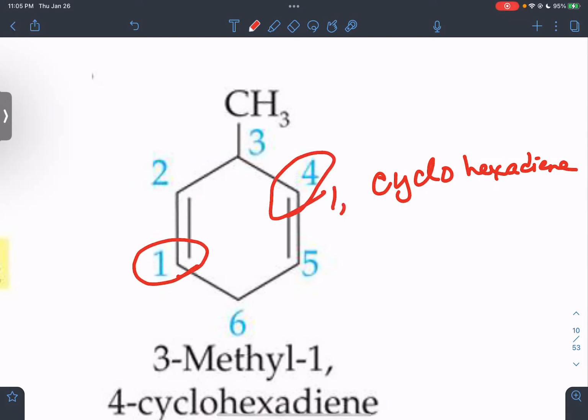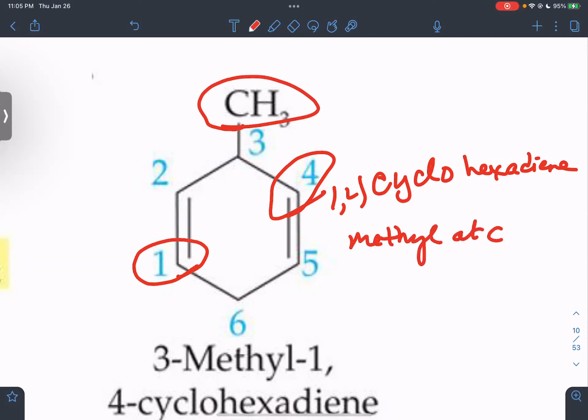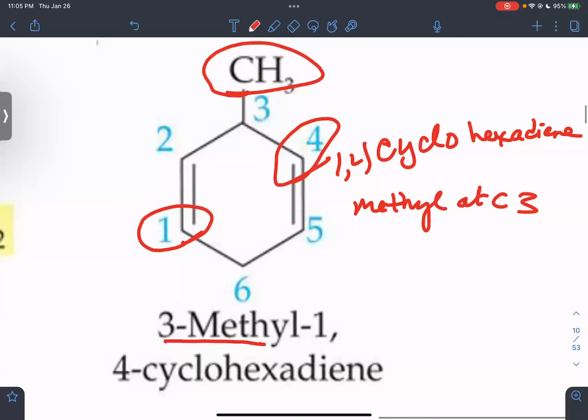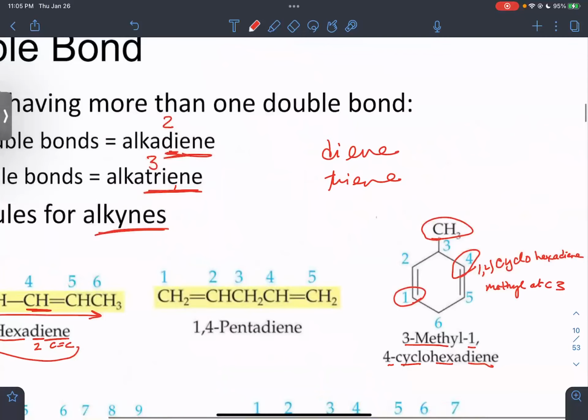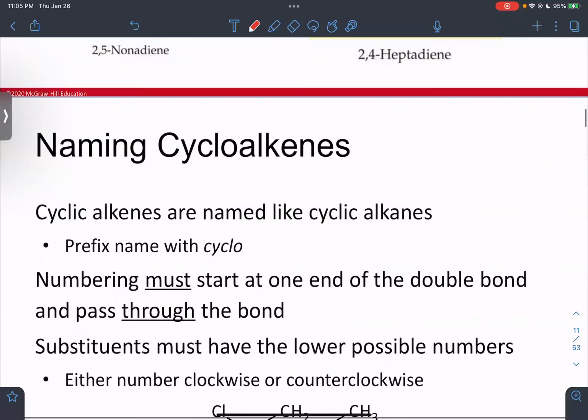So we call that 1,4-cyclohexadiene. Then you have to name whatever is another substituent, and so we have a methyl at carbon 3. So that gives me 3-methyl-1,4-cyclohexadiene. You're gonna sound so cool, so smart when you can say all these.